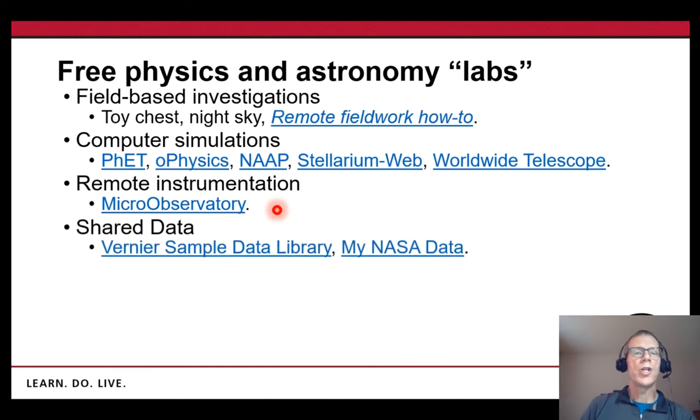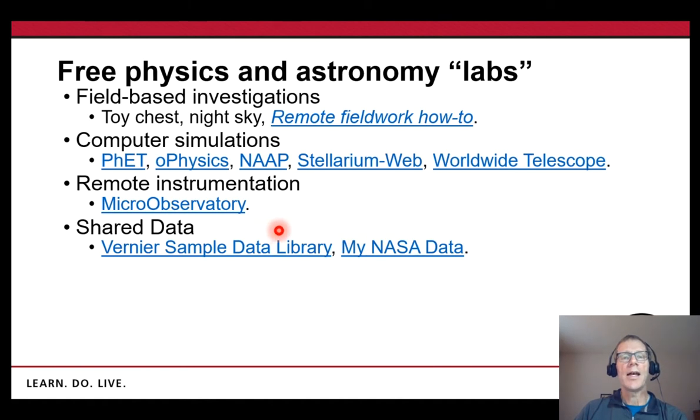You can use shared data. Like I said, there's a lot of data out there. My NASA Data, even though it's got the word NASA, most of this data is actually Earth-based. So there's a lot of weather and climate data here. And this is data that students can analyze. Some of it is virtual spreadsheets worth of stuff that students can use and try to figure things out.